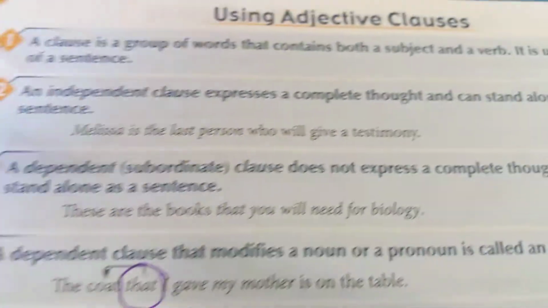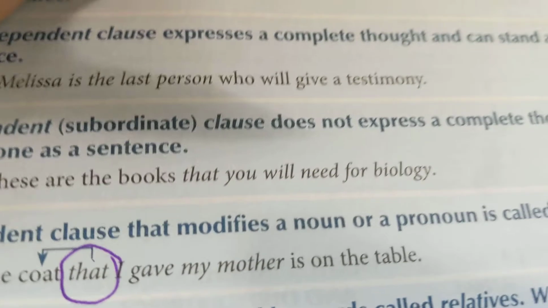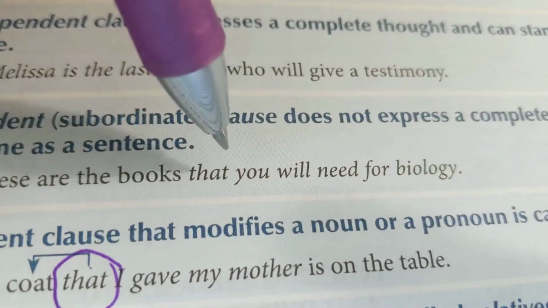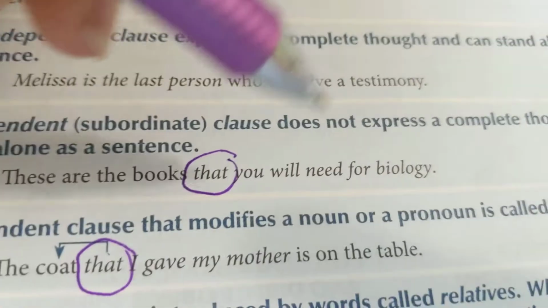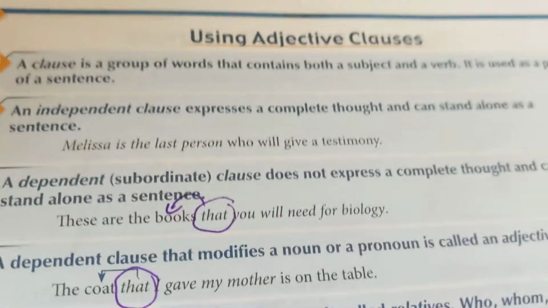Let's look at this example we've already gone over: These are the books that you will need for biology. What is my clause? That you will need for biology. What is my clue word? That. What word is it describing? Books. Good.